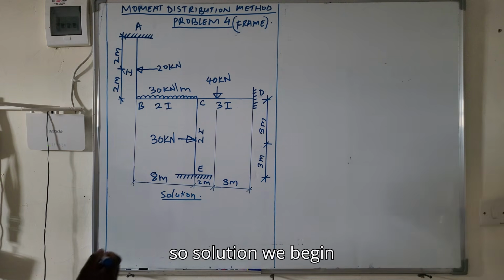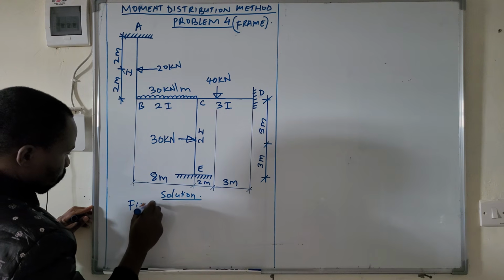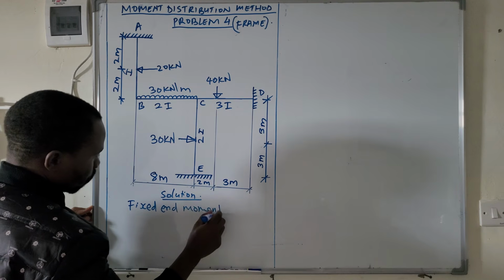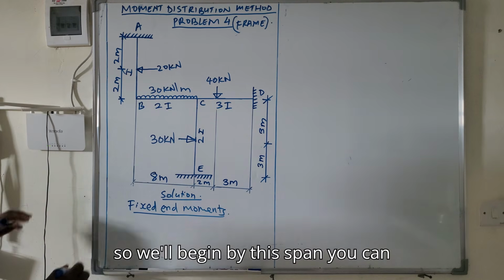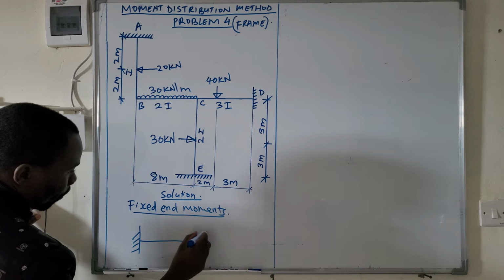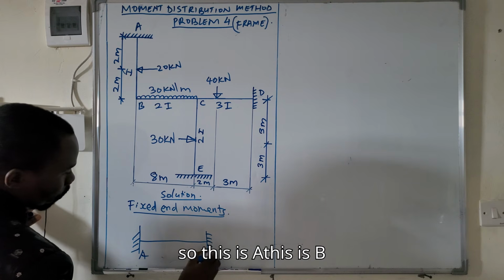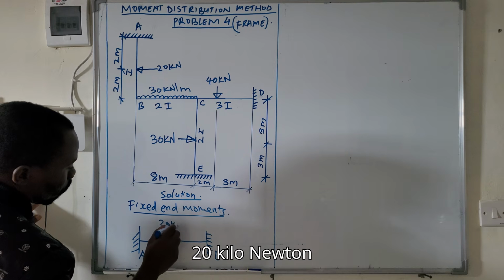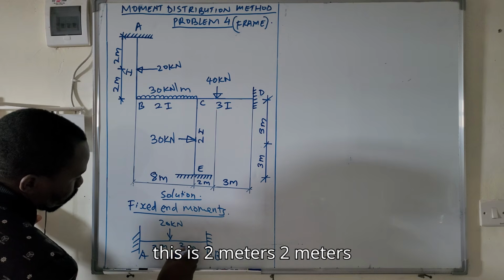So solution, we begin by fixed end moments. We'll begin by this span. You can draw it here, or I can draw it here. So this is A, this is B, 20 kilonewton. This is 2 meters, 2 meters.